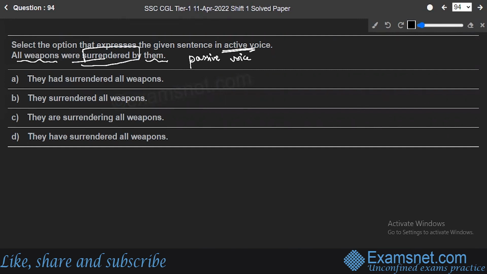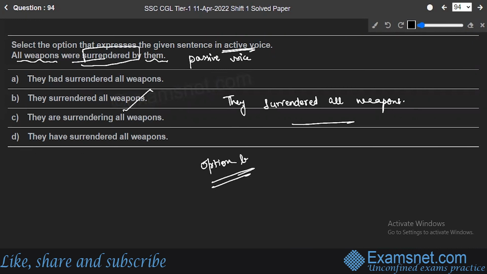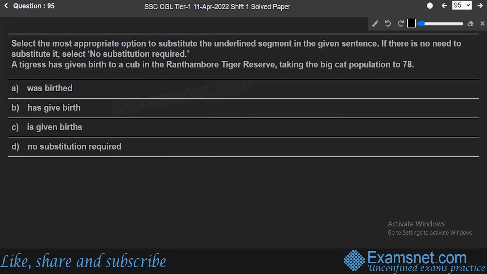Okay, so what will the sentence become now? The correct sentence is: they surrendered all weapons, right? So which is the correct option? Option B is the correct answer for the question. Hope you're clear. So let's start with question number 95.